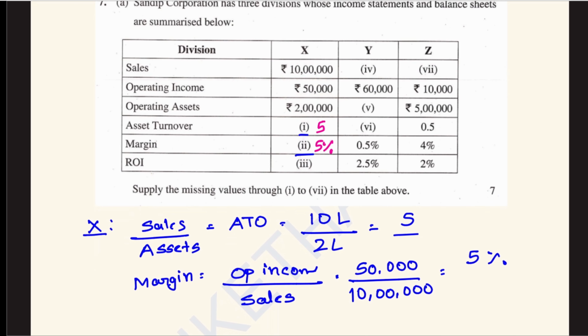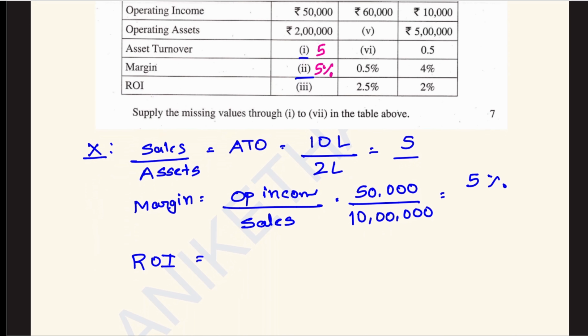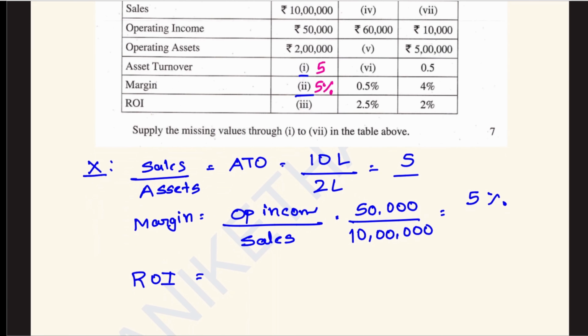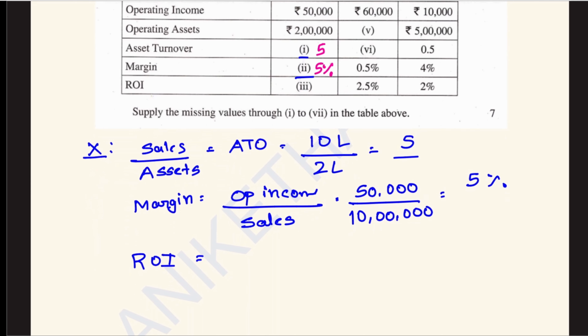Then ROI. Third one is ROI, return on investment. So what is my return? Return is my net income. But in the ROI formula, it is EBIT divided by my investment. Here I have an operating income only, which is EBIT. So operating income divided by cost of investment.